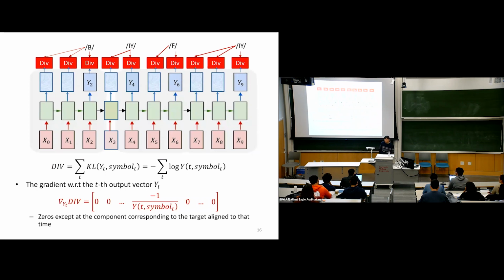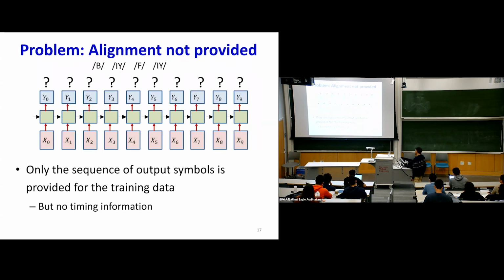And so you're simply going to be looking at the derivative of minus log of the probability assigned to the target symbol at that time. And so the derivative vector for the derivative of the divergence with respect to any given yt is going to be a vector of zeros, except the one term corresponding to the target symbol, for which the component is -1 over the probability assigned to that symbol. So this is all things we've seen.